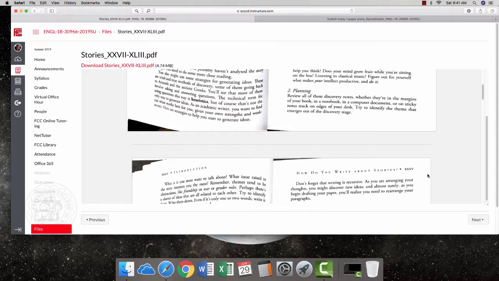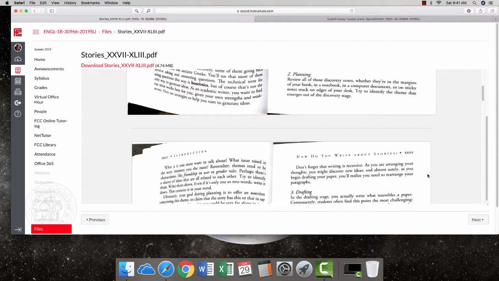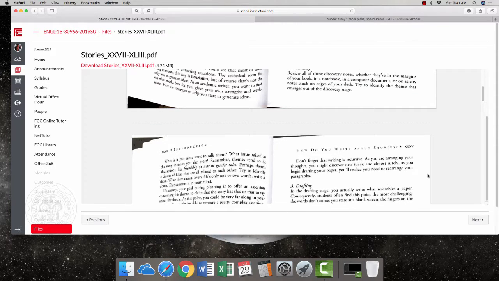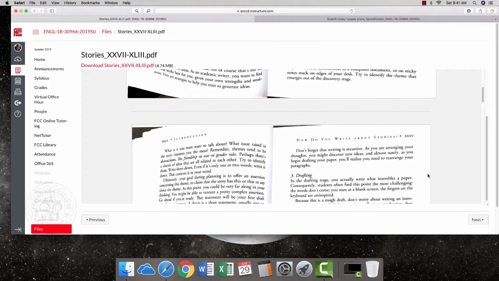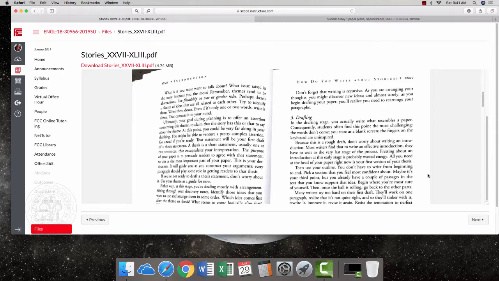Two. Planning. Review all of those discovery notes, whether they're in the margins of your book, in a notebook, in a computer document, or on sticky notes stuck on the edges of your desk. Try to identify the theme that emerges out of the discovery stage. What is it you most want to talk about? What issues raised in the story interest you the most? Remember, themes tend to be abstractions, like friendship or war, or gender roles.